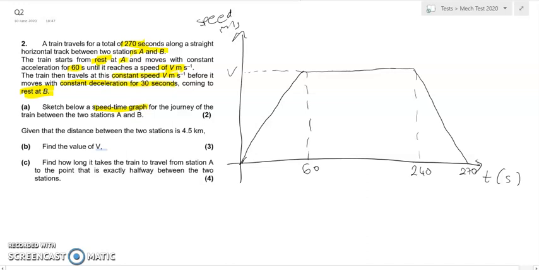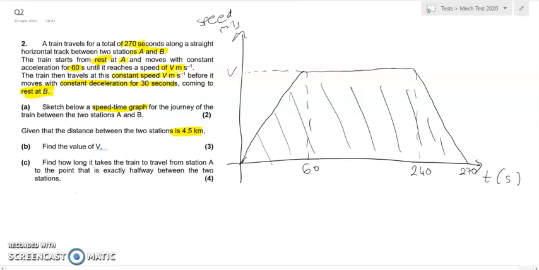Now part B says, given that the distance between the two stations is 4.5 kilometers, calculate v. To calculate the distance in a speed time graph, we need to calculate the area under the graph. To calculate this area, you can do it as two different triangles and then a rectangle in the middle, or we can see that this is a trapezium, and so we can calculate the area of a trapezium.